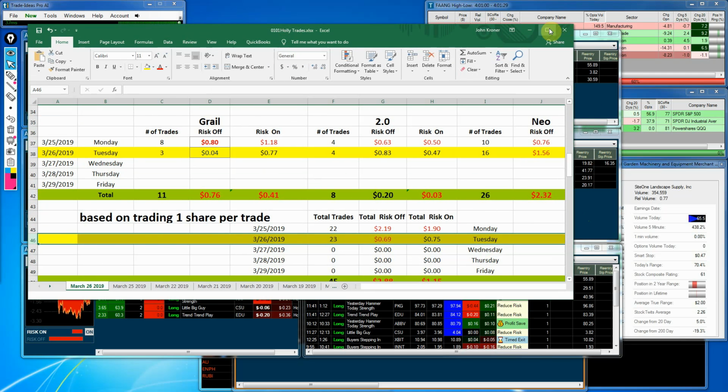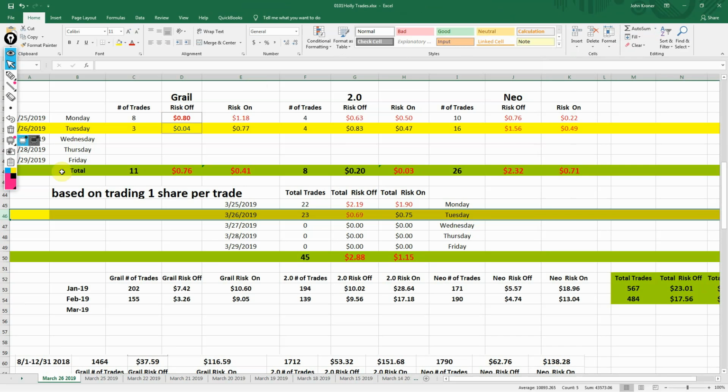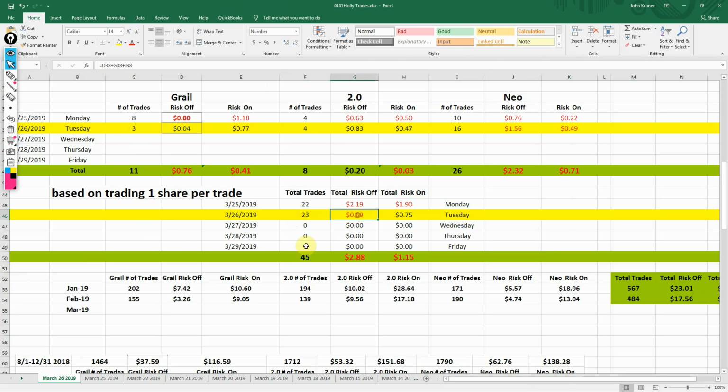Now let's bring in the Excel spreadsheet so we can go ahead and get a look at that. And we see here overall we had 23 trades, lost 69 cents, but on the risk on we did make 75 cents. For the week we're sitting at 45 trades, a loss of 288 on the risk off. On the risk on, a loss of $1.15.